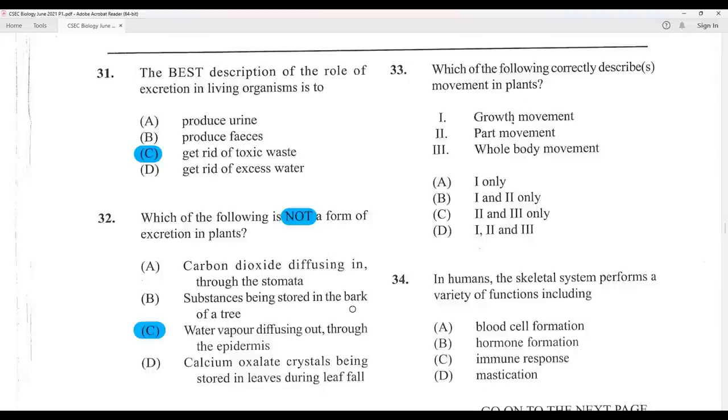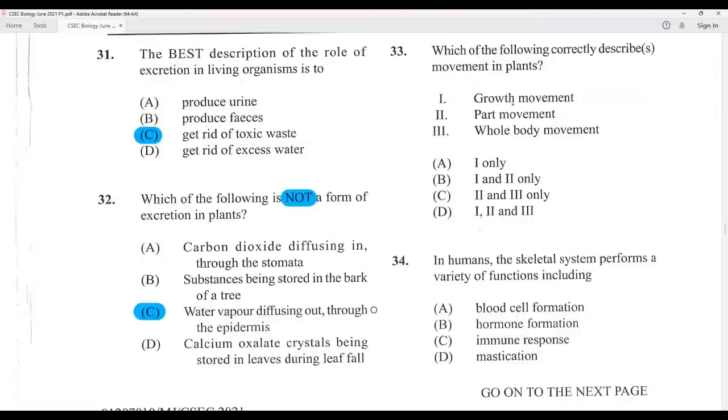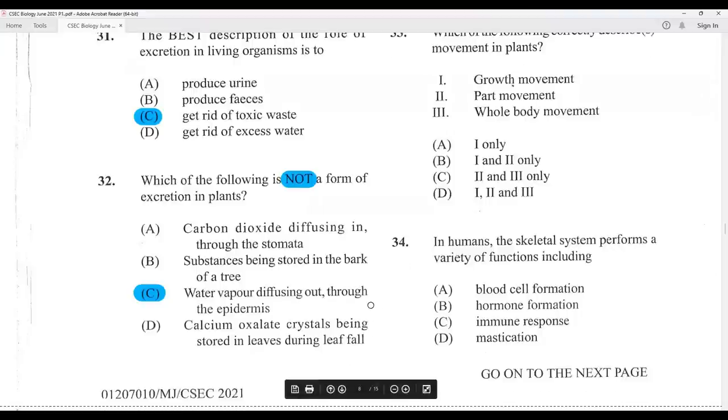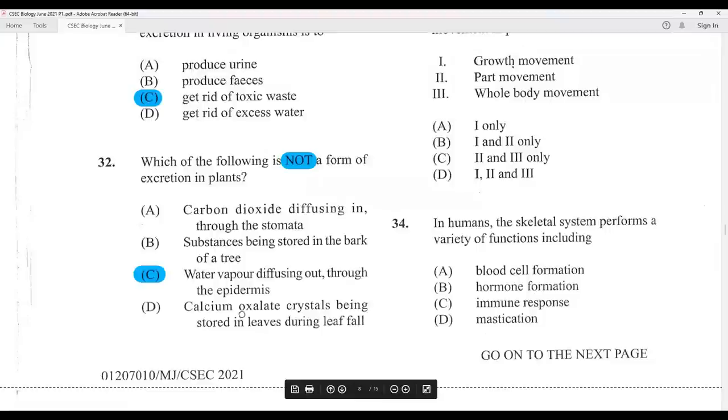The substances being stored in the bark of the tree. Remember, you have things like tannins and dyes, which are stored to be excreted, and calcium oxalate crystals being stored in leaves during the fall season. Yes, and many times they fall to the ground, the leaf turns brown. That's a way of the plant doing excretion.